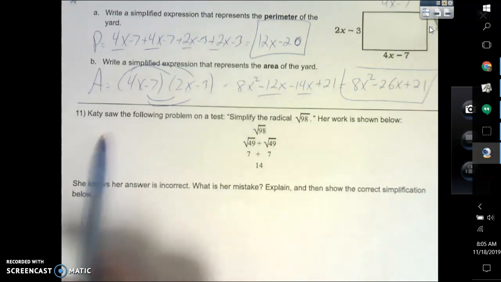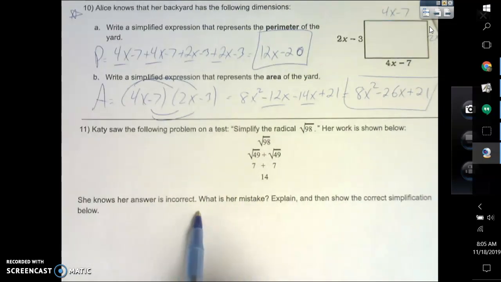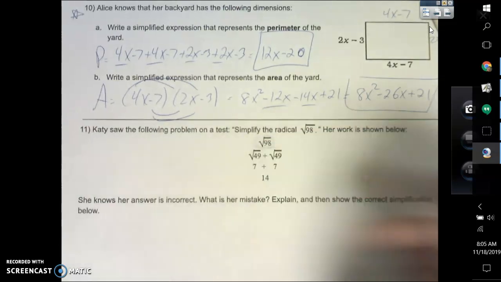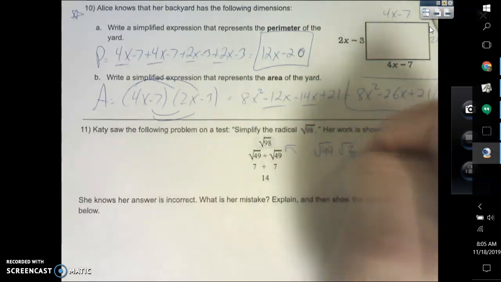Okay. Katie saw the following problem on a test. Simplify the radical square root of 98. Her work is shown below. She knows her answer is incorrect. What is her mistake? Explain and show the correct simplification. Guys, look at the first part. What perfect square goes into 98? Okay, it's 49, but you times it by 2.